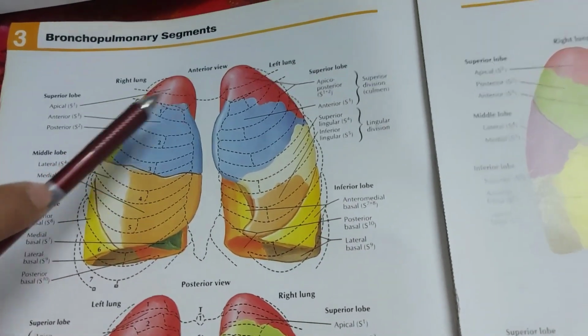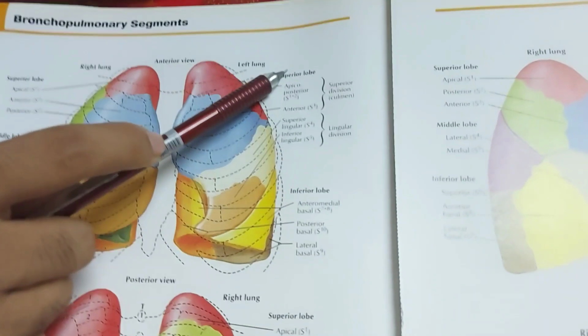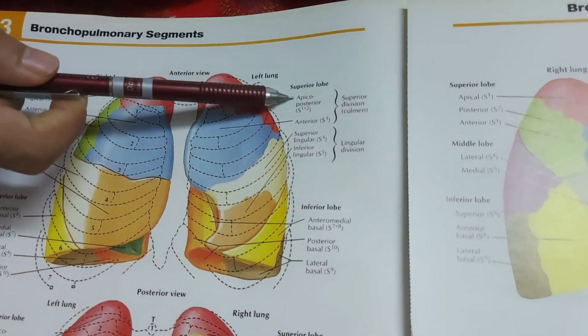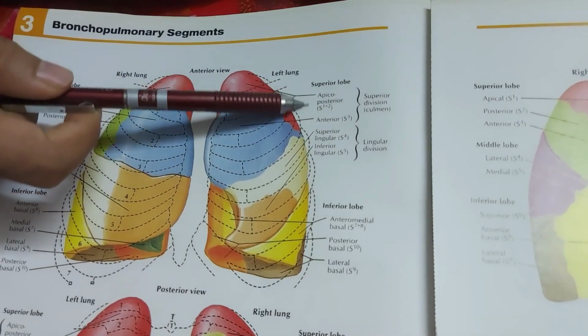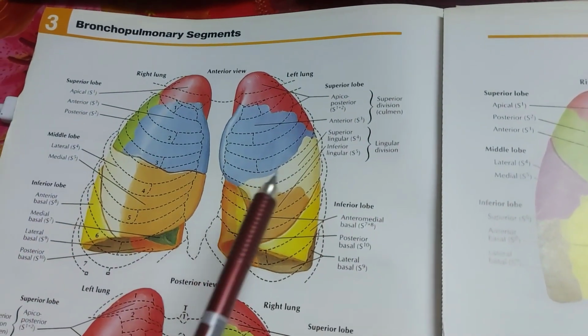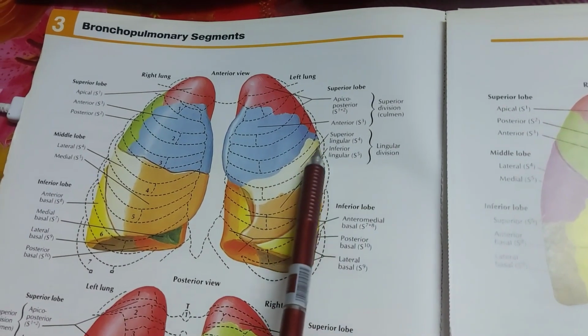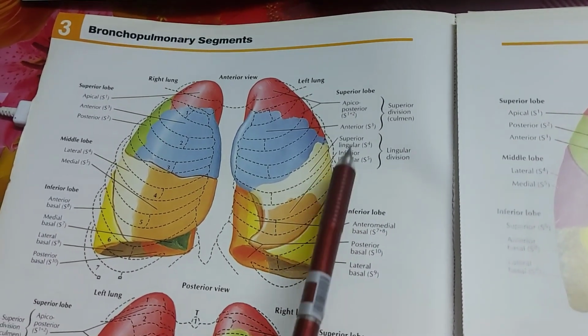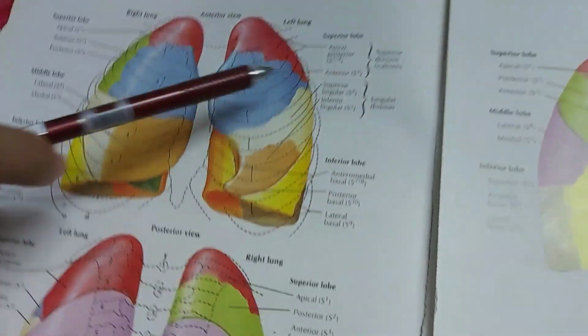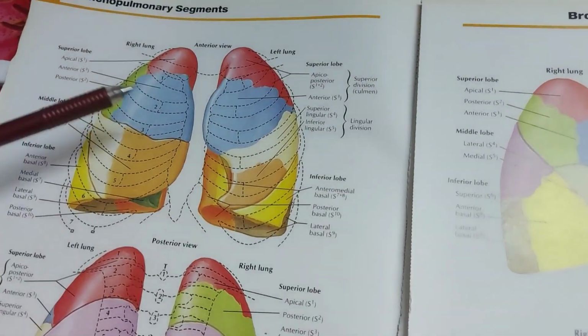The superior lobe of the right lung has the apical, the anterior and the posterior bronchopulmonary segments. In the left side, the superior lobe has the anterior, posterior, and the superior lingual, inferior lingual. There are so many segments in this area, and you can read this from your book.